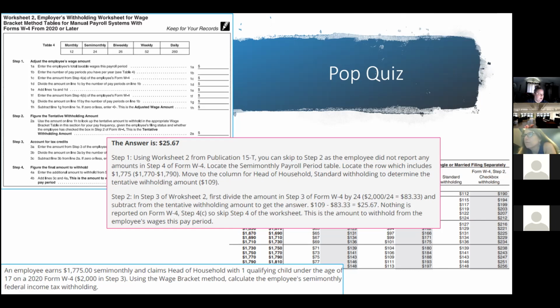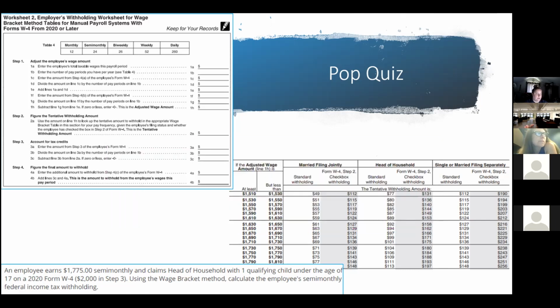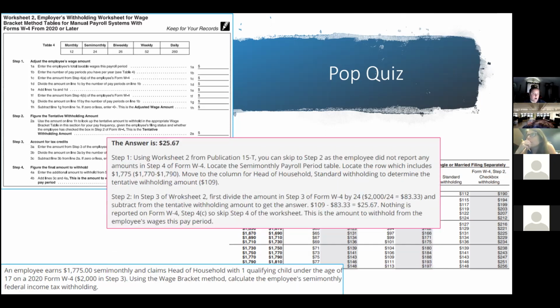And then in step 3 of this worksheet, we're going to figure out his credits. So in step 3, you talk about the $2,000 that he had for his dependents, and you're dividing that by the number of pay periods that he is scheduled to work. So that's 24 in his case. And so we're going to take his $2,000 annual kid allowance, divide it by 24 and get 83.33. So normally we would withhold 109 based off of the line on the wage bracket method, but we're going to take 83.33 away from that because of his kiddo, and we're only going to withhold 25.67. Does that make sense?